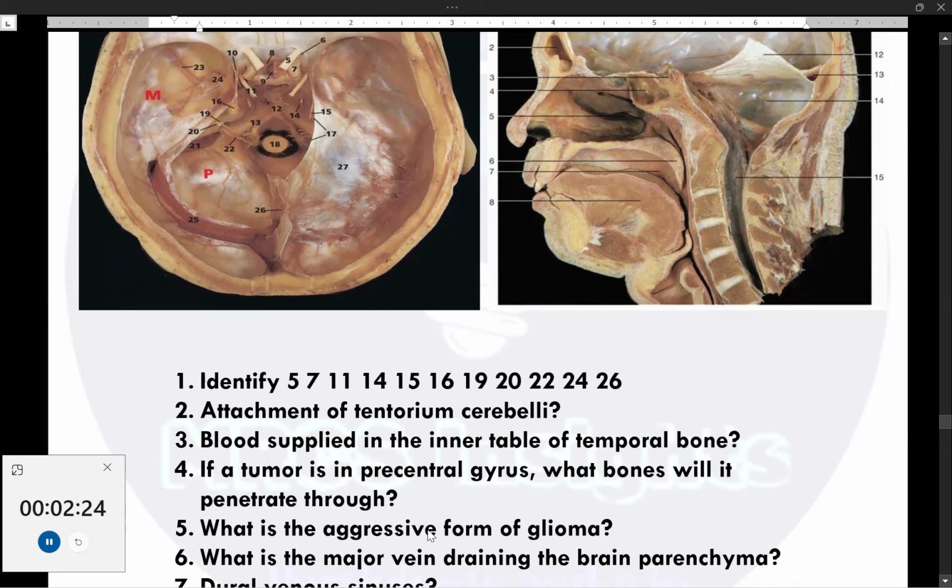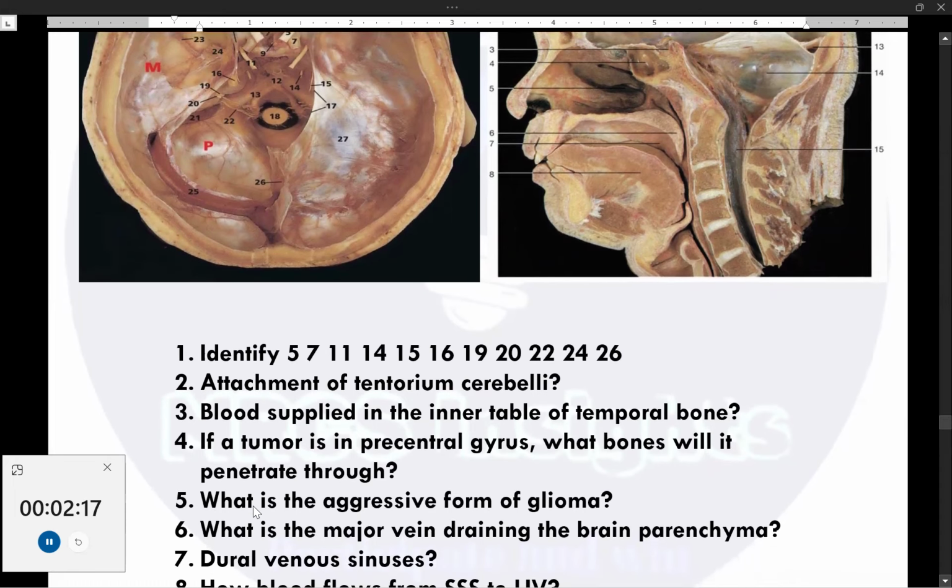Precentral gyrus, then parietal bone. Yes, excellent, parietal bone. Now tell me, what is the aggressive form of glioma? Glioblastoma multiforme. Okay, and what is the major vein draining the brain parenchyma? Brain parenchyma is drained by the internal jugular vein. No, what is the major vein draining the brain parenchyma?